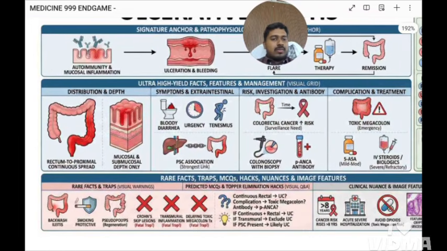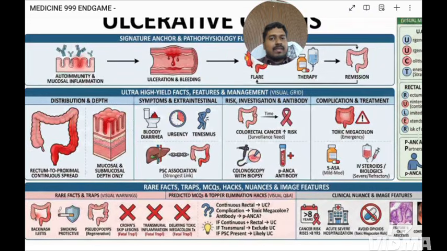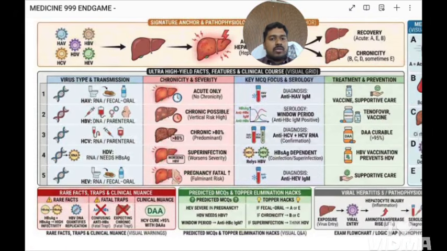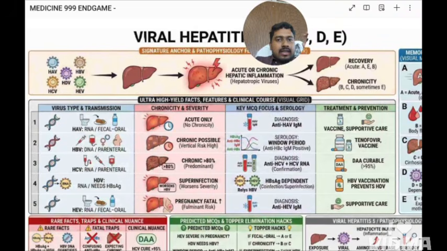I think I have discussed this, so I'm not going into it again. I have discussed everything regarding ulcerative colitis, so please go through this. Next is viral hepatitis. Also, I have discussed everything. I'll just touch upon topics that I haven't touched upon.